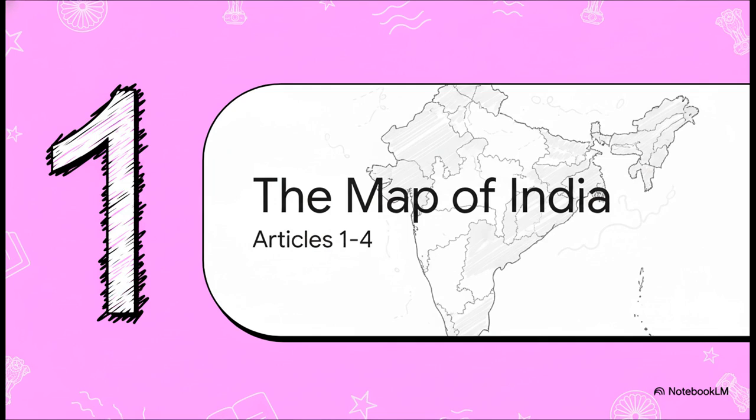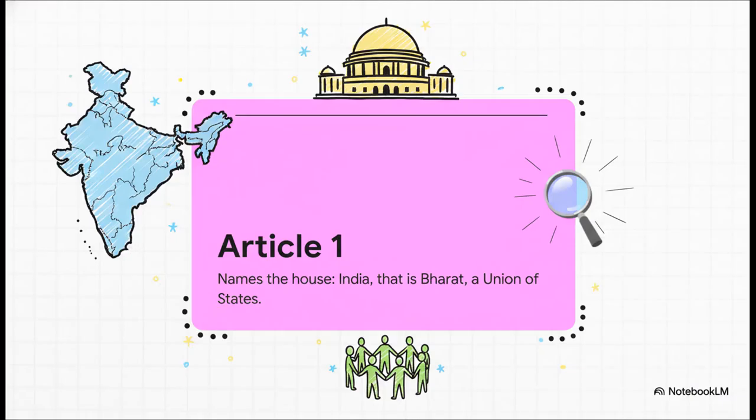And the best way to get this is to imagine India as a giant house being built. So what's the very first thing you do? You define the plot of land, right? You draw the boundaries. Well, that is exactly what these first articles do for the nation. Article 1 is so simple, but it's incredibly powerful. It just gives the house a name, India, that is Bharat. That's it. It sets the identity and says it's a union of states.